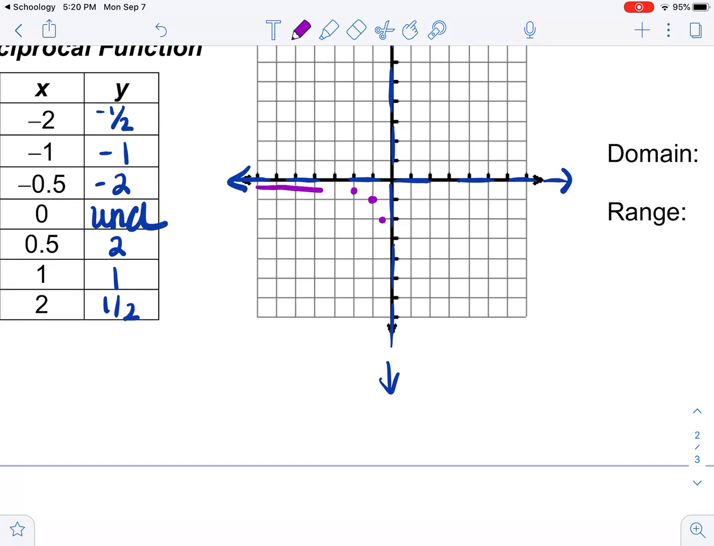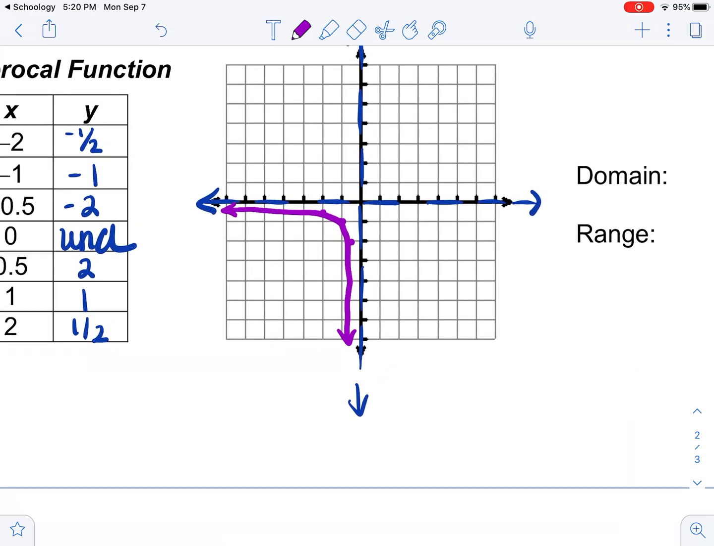So now you can see what it's called, a branch of your reciprocal function, looks like. Now we have this branch, over a half up 2, over 1 up 1, over 2 up a half. And you can see this other branch right here. So notice I'm getting closer and closer and closer to the asymptotes. People accidentally go like this.